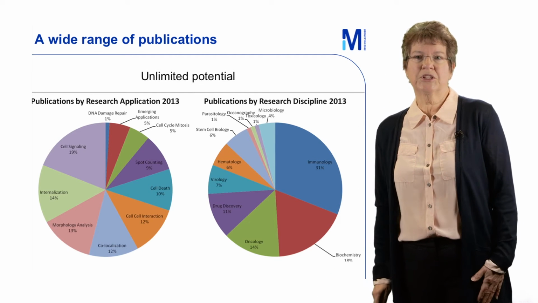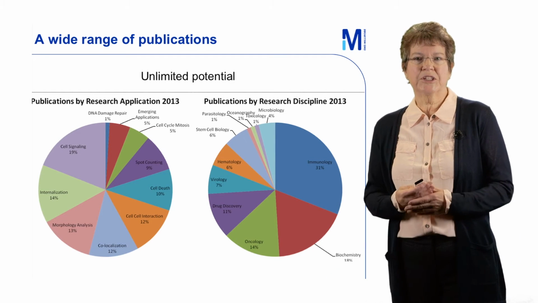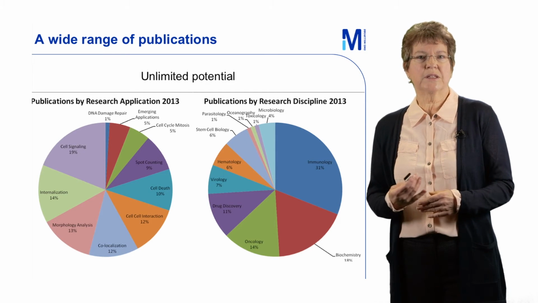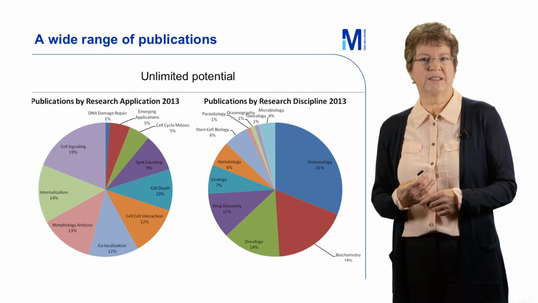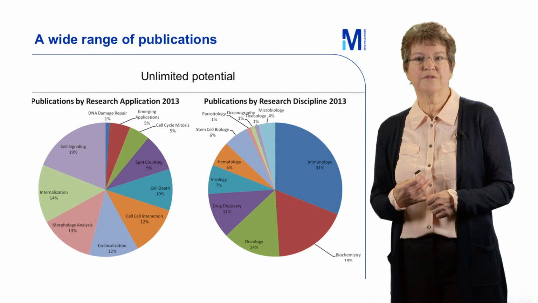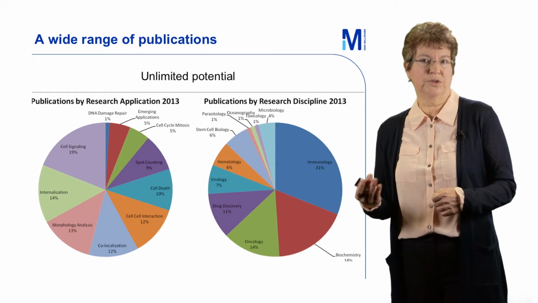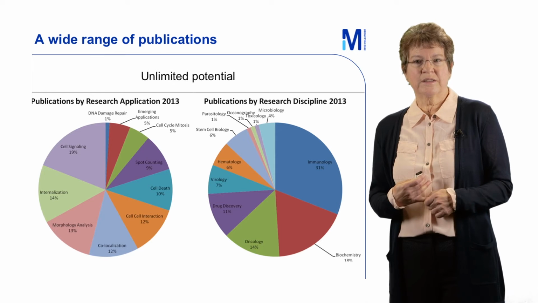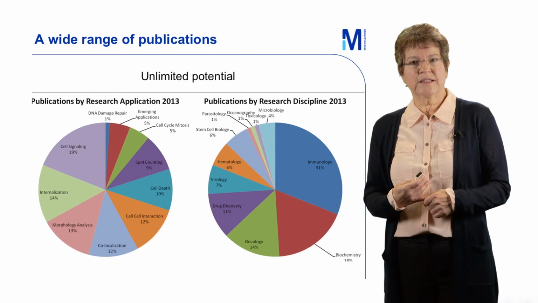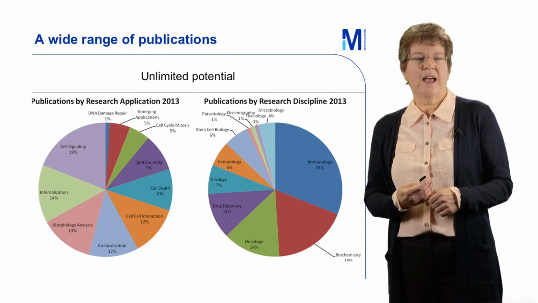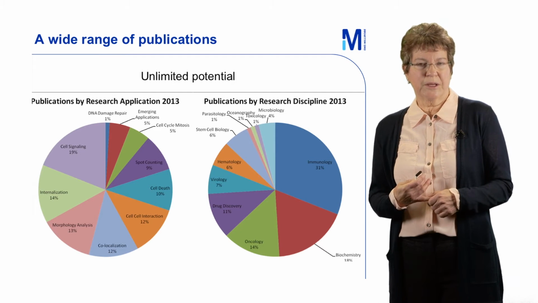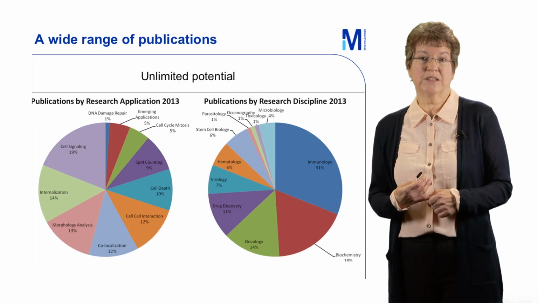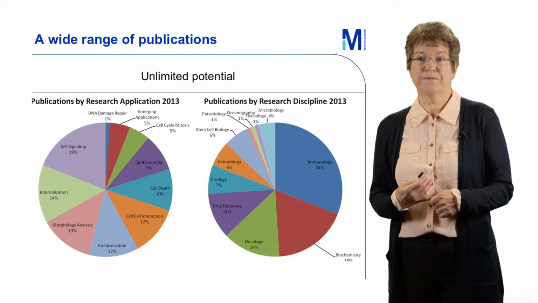There's unlimited potential here. On the left, the publications by research applications is shown. You can see that the predominant publication is in cell signaling area. There's a lot of data in looking at nuclear localization, which I'll talk about in a minute. Internalization, morphology analysis, as well as a large chunk of emerging applications. So people are continuing to discover new applications using the imaging flow cytometers.